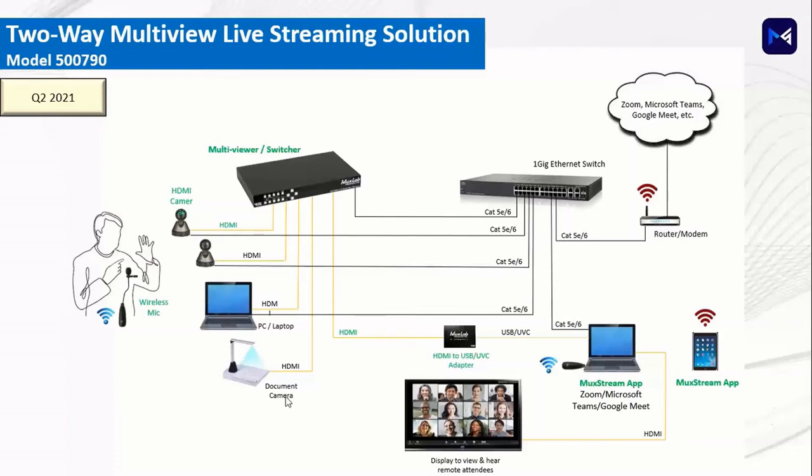And at the same time, the teacher can have various HDMI sources. They can be cameras and other devices, such as a laptop for a presentation, or some electronic document device that provides HDMI connectivity to that multi-viewer switcher, allowing you to create multiple views as well as switch between the different views. And the lecture information would then be sent using Zoom, Teams and Google Meet over the network to the students. And this solution will be available in Q2 of 2021.